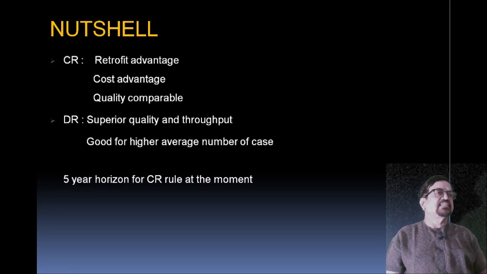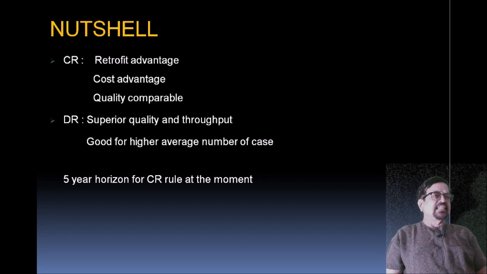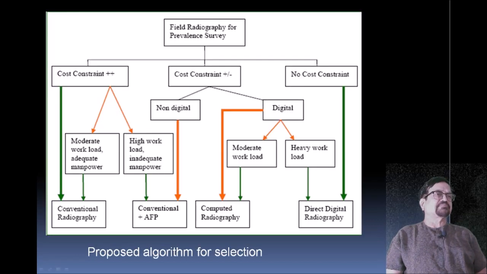In a nutshell, CR has a profit advantage, cost advantage, and comparable quality. DR is of superior quality and superior throughput, good for a light to average number of cases. Then this is in the flow chart we have given.